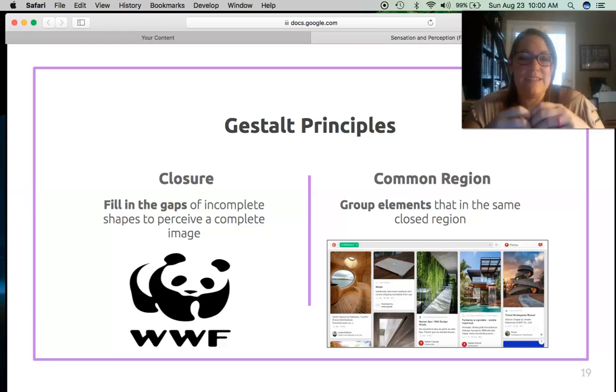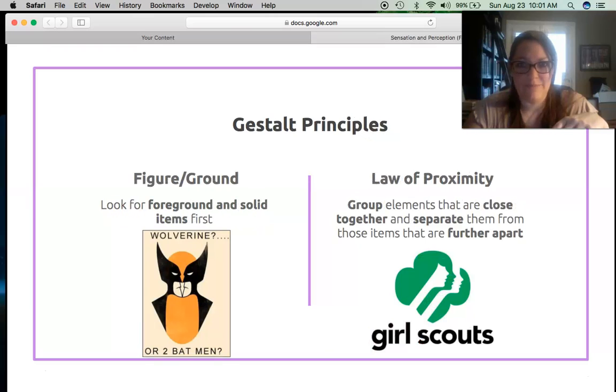The second idea that we're going to look at is common region, that we group elements in the same closed region together, and it makes it very easy to understand and to perceive. If you look at your Pinterest board or Twitter feed or Instagram, most things are going to be grouped together so that we can differentiate one from the other, and that makes it a lot easier for us to understand. If you have a website and everything's all over the place and nothing is grouped together, it makes it really difficult for us to look at, and we don't want to look at it for very long.